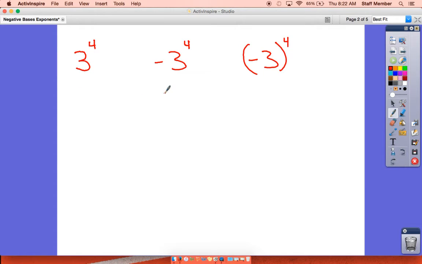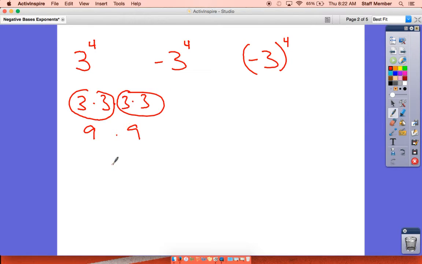So we've got 3 to the 4th power. Again, this one would be what you've already seen before, 3 times 3 times 3 times 3. So here we've got 9, here we've got 9, so that's going to be 81. Here we've got also 3 to the 4th power, but whatever we get, it's going to be the opposite of that. So I basically already did the problem here, 3 to the 4th power, and then I need to do the opposite of what I got. Since I got 81, the opposite of 81 would be negative 81.